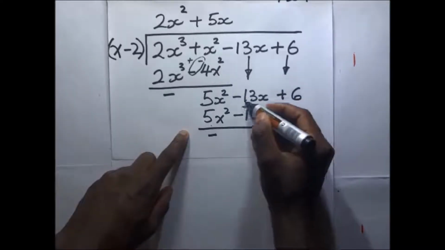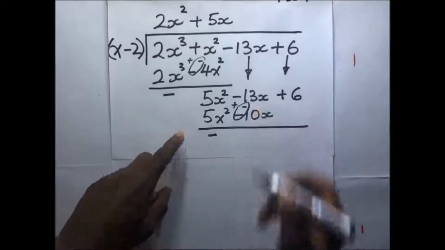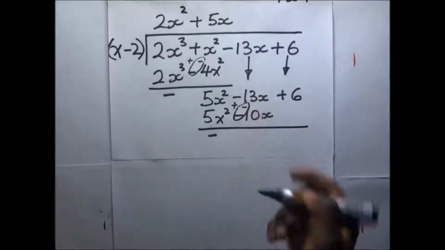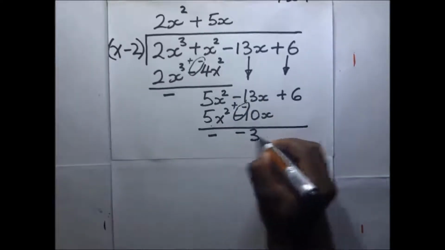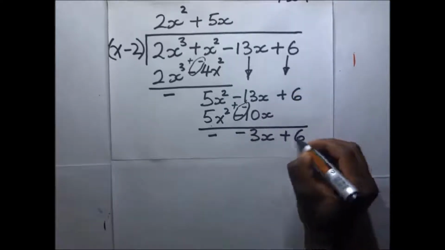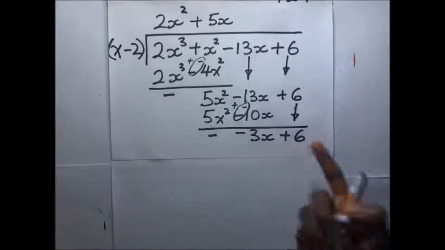Of course, this minus and that minus will become positive. When it becomes positive, it is 13x. Negative 13x plus 10 will give us negative 3x. So it's negative 3x, then plus 6. This one comes down, plus 6.